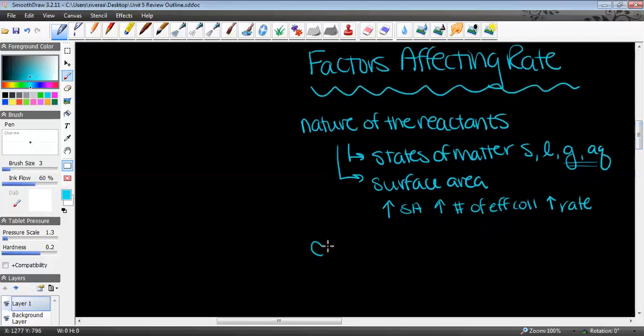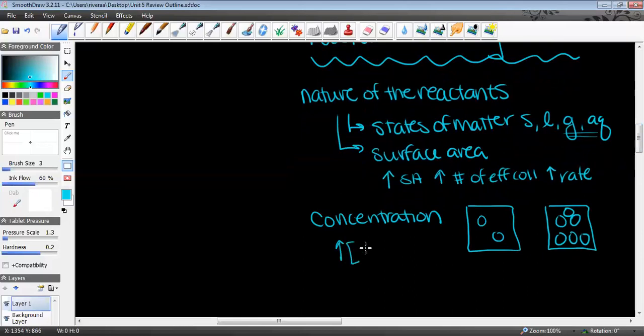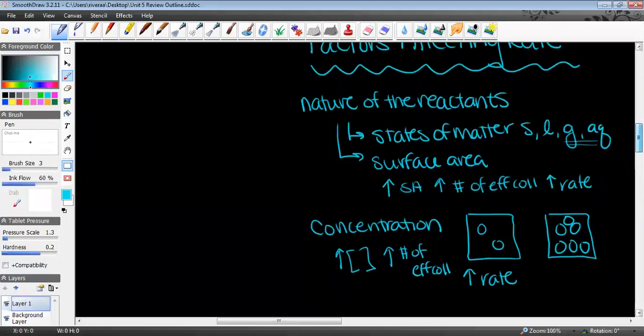Another thing is concentration. If you have a more concentrated sample, a more crowded one, imagine one sample has just 2 molecules in it versus another sample where you've got 4 or 5 molecules in it, you're going to get more collisions the more crowded the area. So when you increase concentration, or if you're thinking about gas phase, an increase in pressure, you're going to increase your number of effective collisions. And thus you're going to increase the rate.